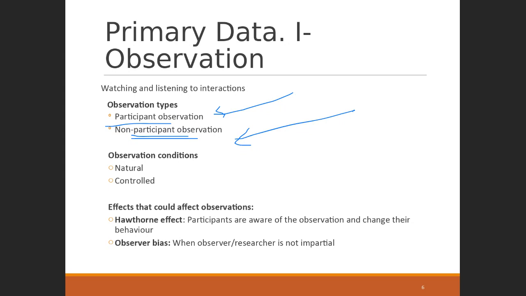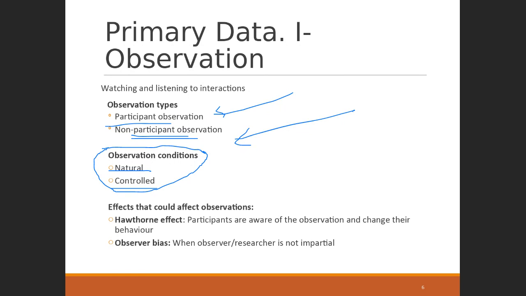So observational research can be conducted in a natural setting or in a controlled setting. When you as a researcher do not get involved in the activities of the group, and you try that the group follows its natural operation and you don't interfere in the group activities, it is termed as observation under natural conditions.